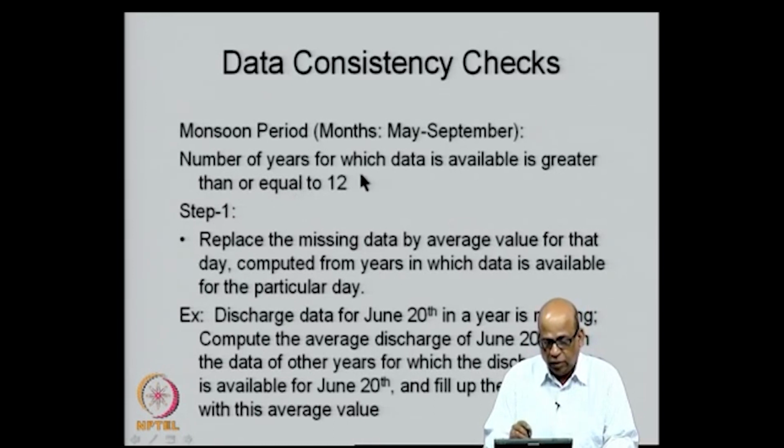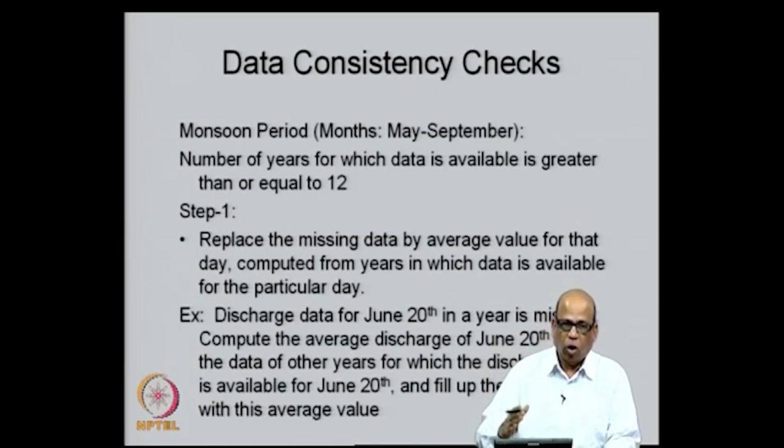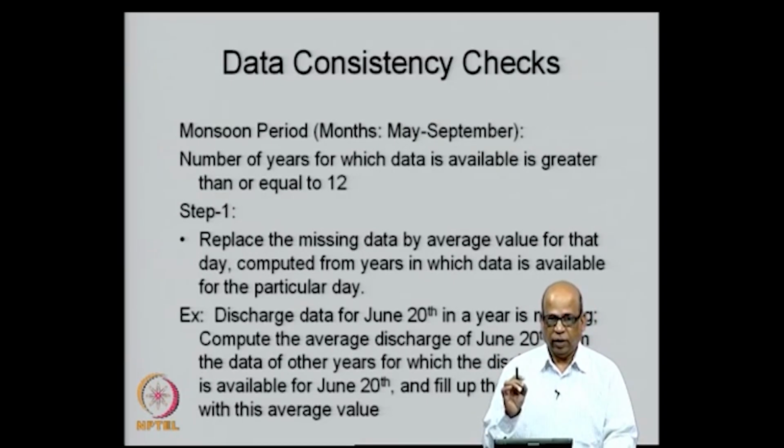So, those gauges which have at least 12 years of data, what we do is we replace the missing data by the average value for that day. This is the daily data we are talking about. For that day you take the average of the data from all the remaining years. Let us say a particular year June 20th is missing, then June 20th average flow for all the remaining years you take, and then simply replace this by that, very simple procedure.